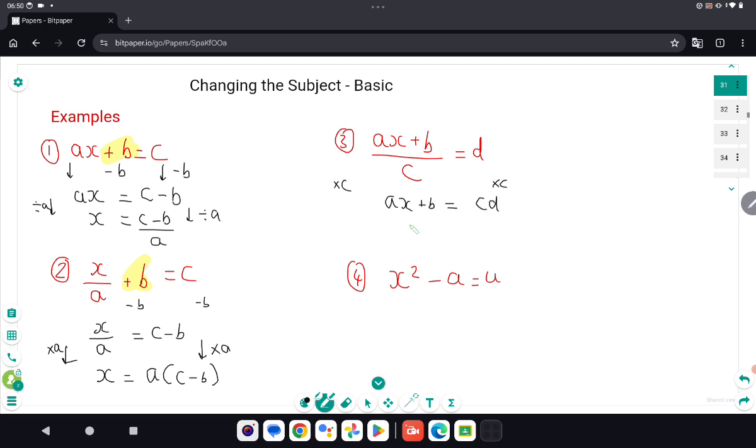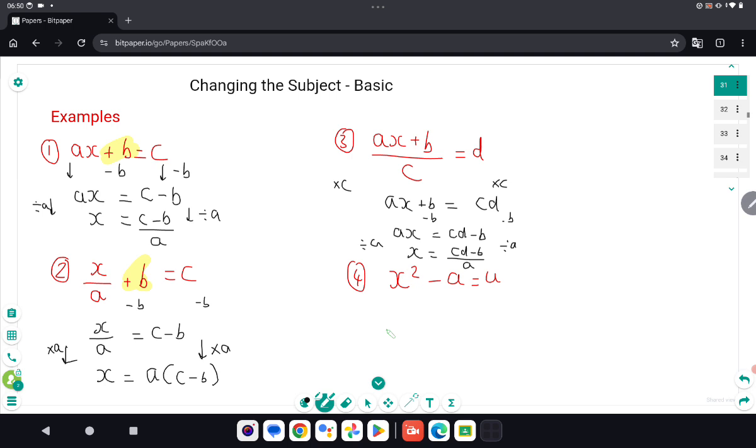Now I need to get rid of the B. So I'm going to subtract B from both sides, which gives me AX on the left-hand side and CD minus B on the right-hand side. And now divide by A. Divide both sides by A. A disappears off the left. Let me write it correctly in algebra. CD minus B all over A.